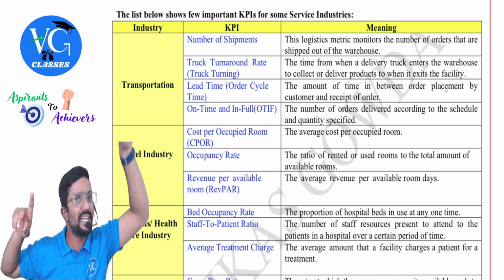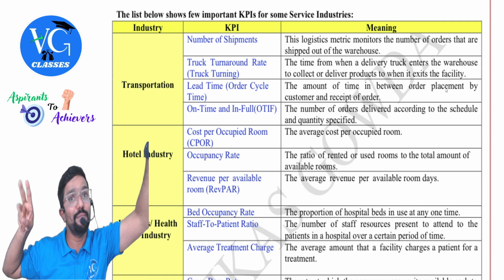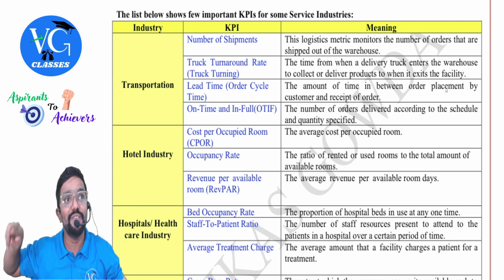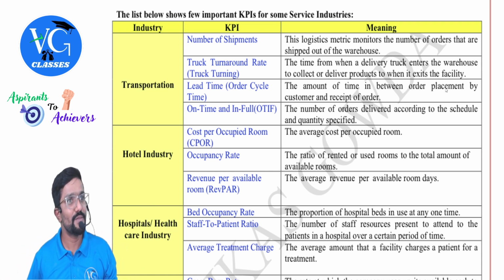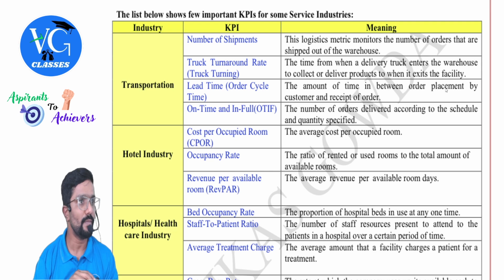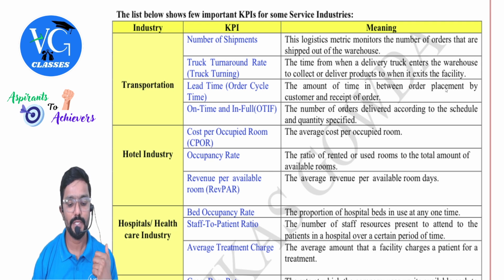Now cost is totally 10 lakh. So 10 lakh divided by 80 occupied rooms they will do. Why, sir? Because we can charge only when the rooms are occupied. So once they calculate the cost per occupied room, they will add some profit and they will fix the room charges. Yes.